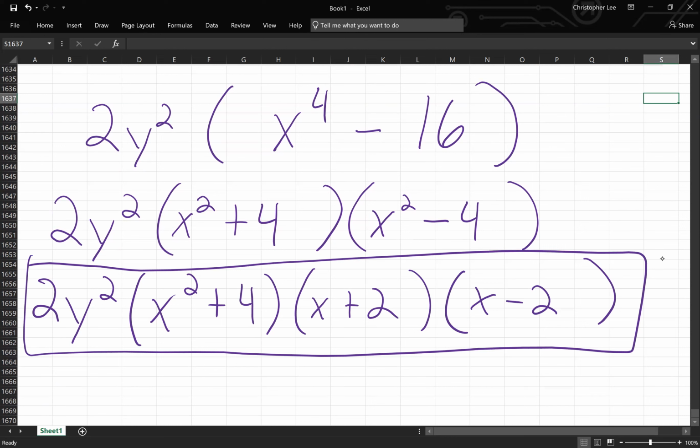Questions on this? Yeah. The easy part, don't worry about it. Because that's the sum of two perfect squares. We can't break up the sum, right? We can only break up the difference, the minus, the one with the minus. That's it.